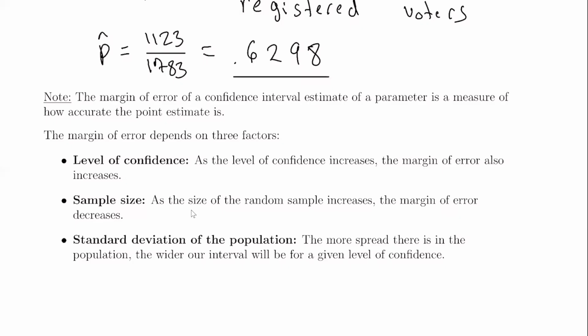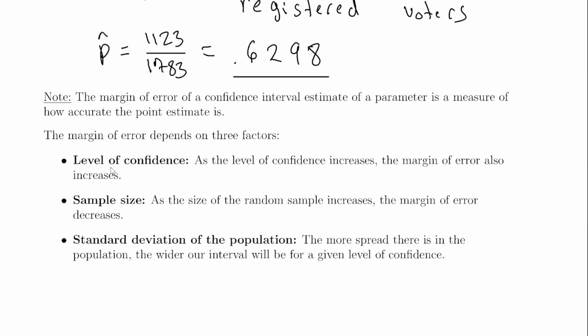Right. So there's a bunch of factors that go into the margin of error. I'm going to show you that right now in a simulation. Hopefully this simulation goes better than the Gettysburg simulation. The level of confidence will affect your margin of error. Also, your sample size will affect your margin of error. And the standard deviation of the population will also affect your margin of error, because the bigger your standard deviation, the bigger your margin of error will be.